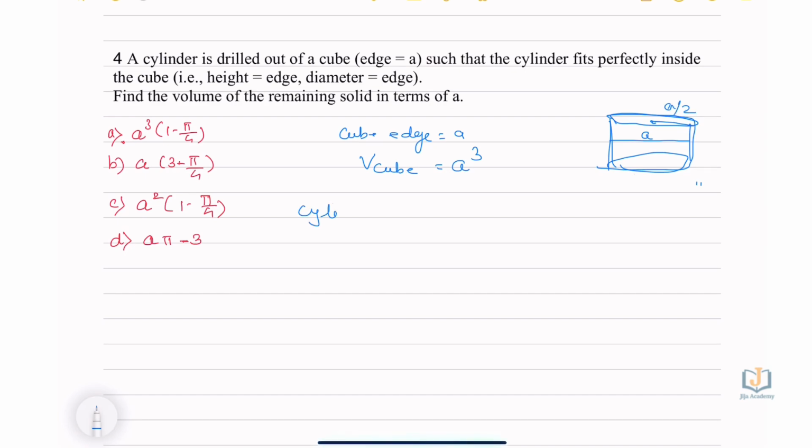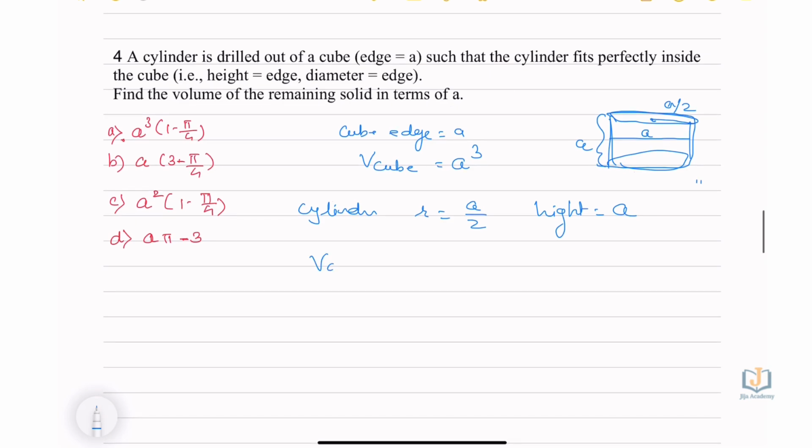So for the cylinder, the radius is equal to A by 2 and the height is A. So we are finding the volume of the cylinder, which is equal to πr²h. So π into (A by 2)² into A. So we got πA³ upon 4.